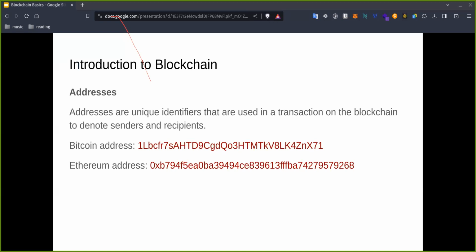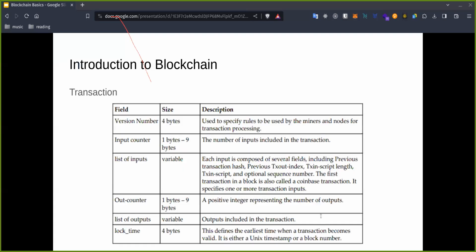Okay, great. Then after addresses, we can now look at the parts of the address.